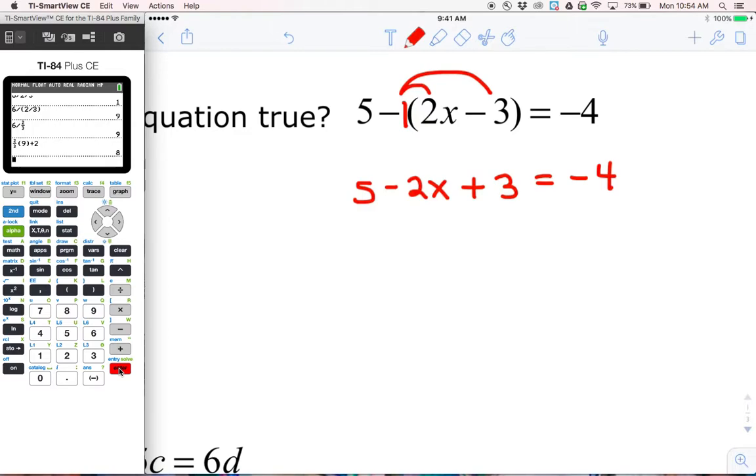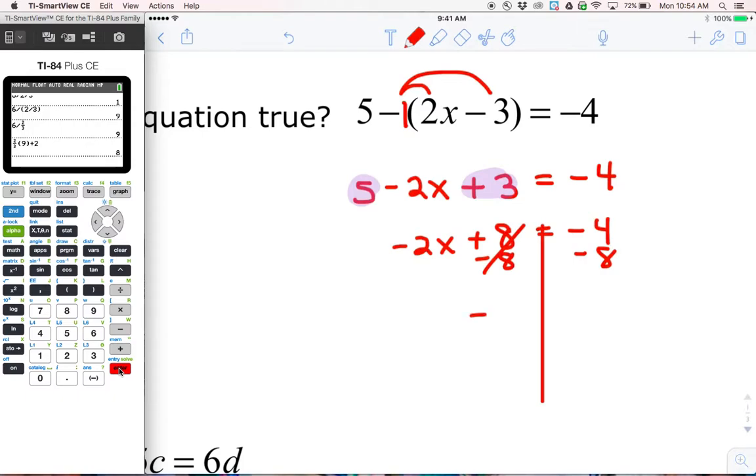And then we're checking, okay, is there anything else I can be doing? Well, on the left side, notice that I've got 5 and plus 3. Well, 5 plus 3 is just 8. So I should just be writing this as plus 8. Okay, equals -4. All right, now there's nothing else for me to do to simplify. So at this point, now I can start doing stuff to both sides of my equation, right? I'm going to deal with this 8 first, subtract 8 from both sides. All right, so I've got -2x is equal to -4 minus 8, which is -12.